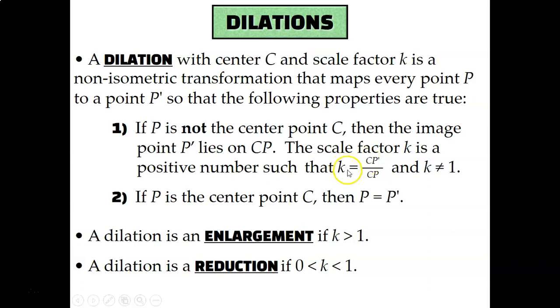In order to calculate K, the scale factor, you use this ratio. C is the center of dilation. It's a point that you'll be provided that tells you where to dilate from. And then P and P prime are points on your pre-image and your image. So you'll notice that the image is on top because it has the apostrophe, so that's CP prime, and the pre-image is on the bottom because that's just CP. So for your scale factor, it's always new length over old length, image length over pre-image length. So let's take a look at an example.